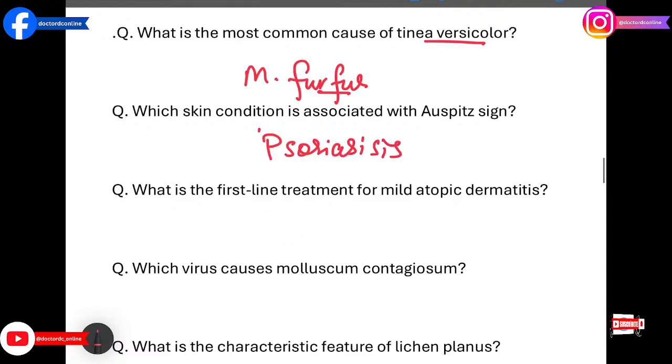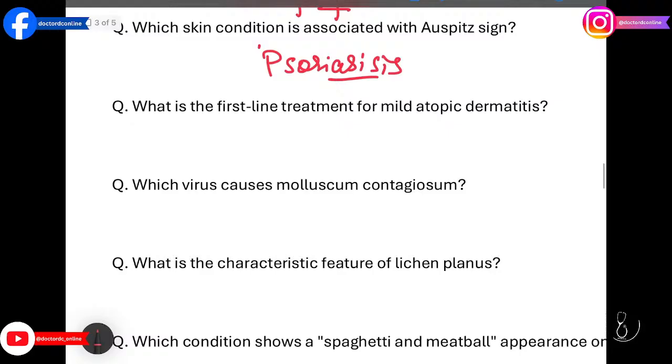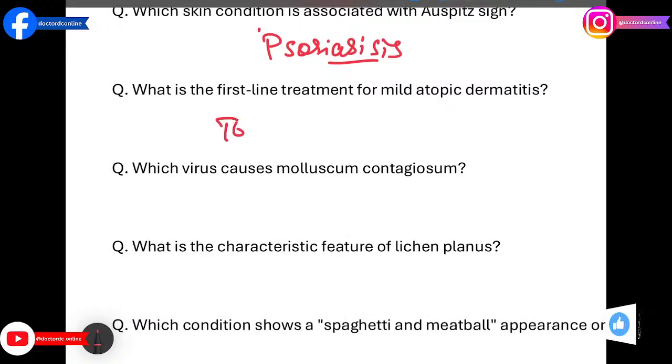Pinpoint bleeding occurs after scale removal due to dilated capillaries. What is the first-line treatment for mild atopic dermatitis? Topical corticosteroids. Low-potency steroids like hydrocortisone reduce inflammation and itching.